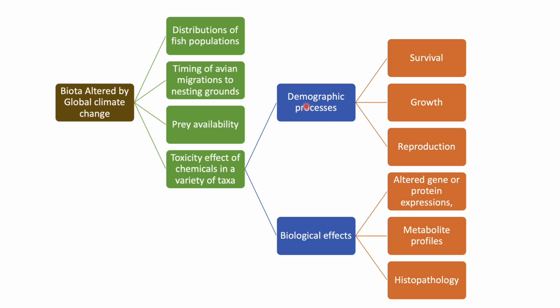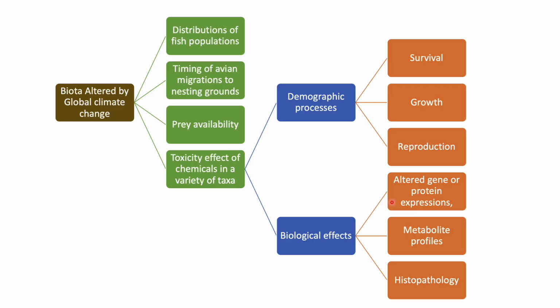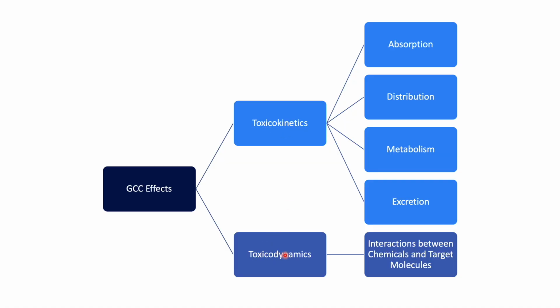When we look at the demographic process, how does it affect? It affects the survival, growth and reproduction of the Arctic species. And if you look more closely at the biological effect, it alters the gene or protein expression, it affects the metabolic profile, and it also affects the histopathology of the Arctic species. So what are the two major areas? One is toxicokinetics and another one is toxicodynamics. These are all the ways the biological assays can be carried out to find out how the GCC effects affect the Arctic species. The toxicokinetic studies include absorption, distribution, metabolism and excretion. By measuring all these things, we can find out how the global climate change affects the Arctic species. When we talk about toxicodynamics, it is the interaction between chemical and the target molecule.